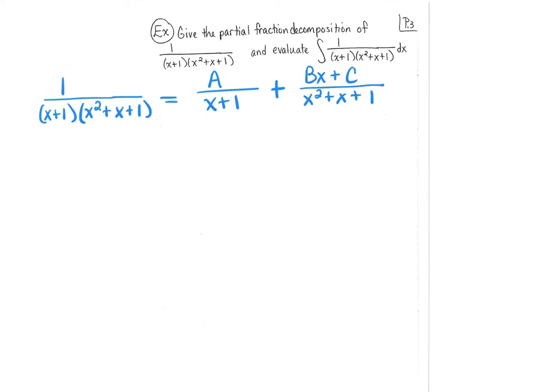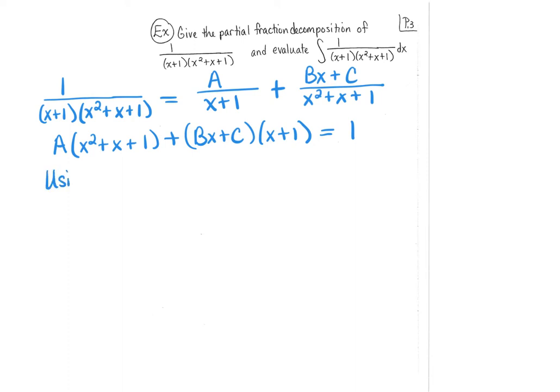And then we are going to set our numerators equal to each other. But first, remember, find your common denominator. So that will give us a times the quantity x squared plus x plus 1 plus bx plus c times x plus 1, all of that is going to be equal to 1. Okay, now we know that our 0 here is negative 1. So we're going to call this star again.